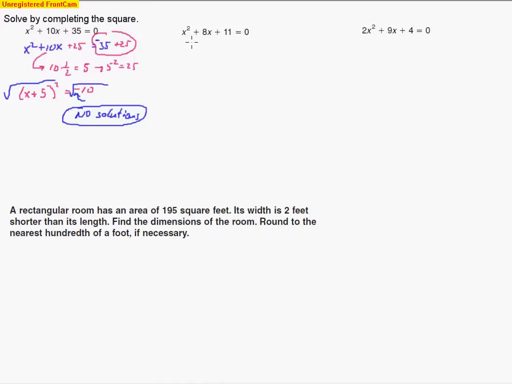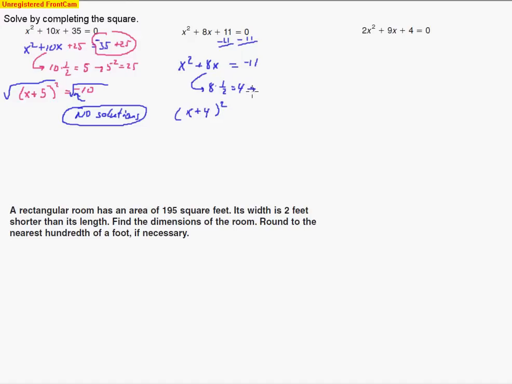Taking a look at this next one, same sort of thing. Got to move this 11 back to the other side. So we've got x squared plus 8x equals negative 11. Then we're going to take this 8 and take half of it. That makes 4, and that tells us what the factored form is. It's x plus 4 quantity squared.